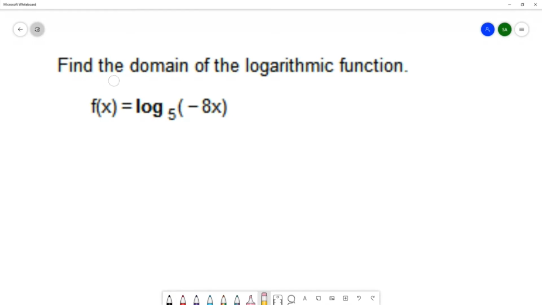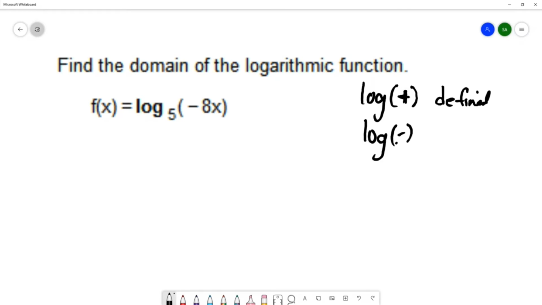For this question, we want to find the domain of the logarithmic function f of x equals log base 5 of negative 8x. So when we're looking for the domain of a logarithmic function, we need to know when a log function is defined. So a log function, log of something, will only be defined if what's inside the log is positive. So this is defined, but log of a negative is undefined, and log of 0 is undefined.